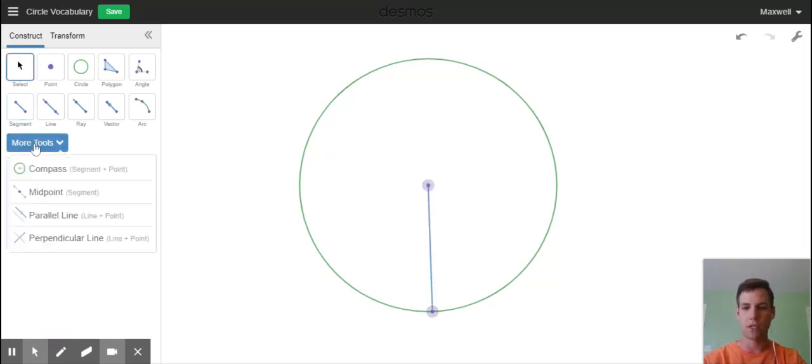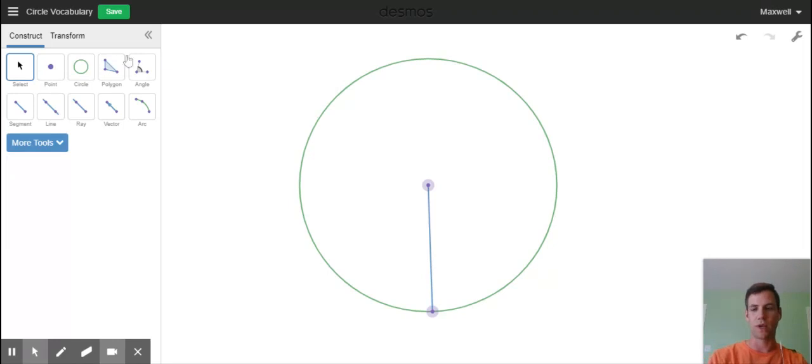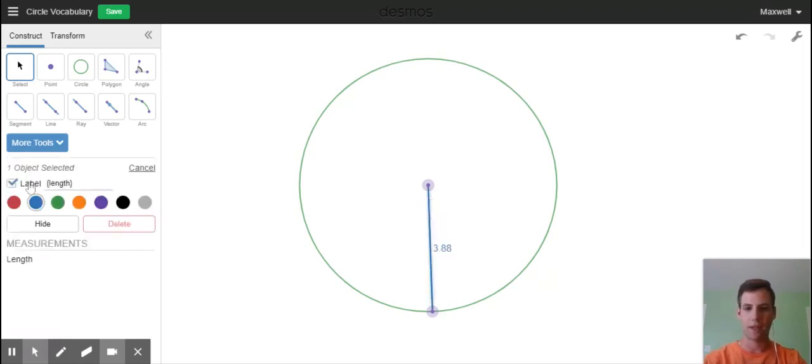And we can use this software to kind of make it different colors or to do different things to it. And I'm going to label this as what you probably guessed it would be. It is called the radius. It's a line segment connecting the center of a circle to the outline.